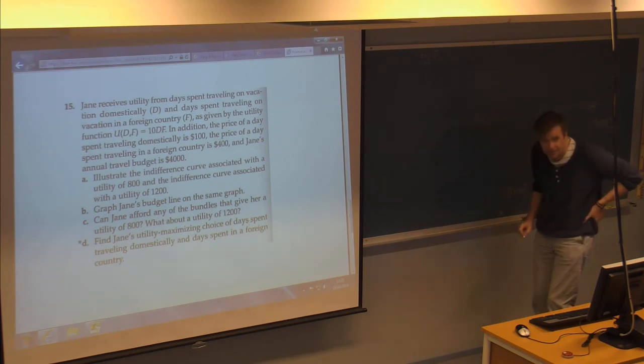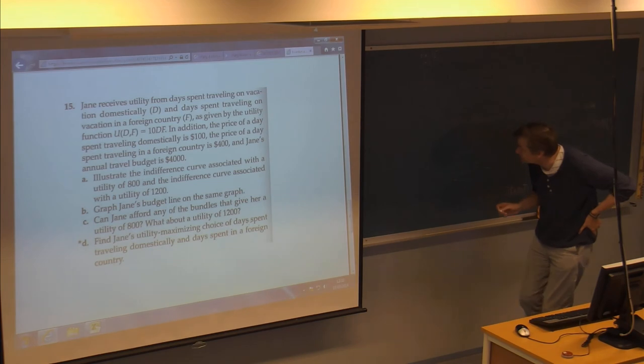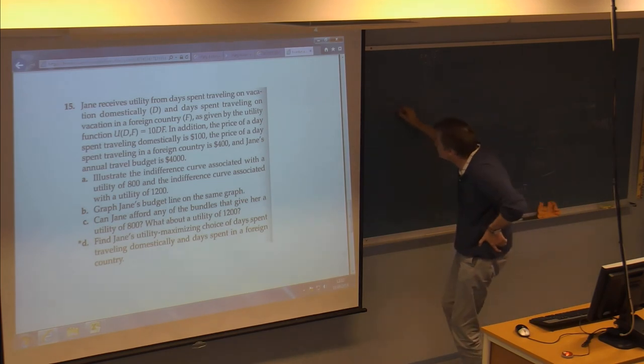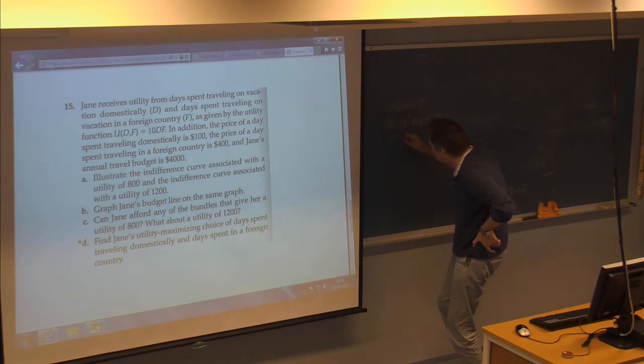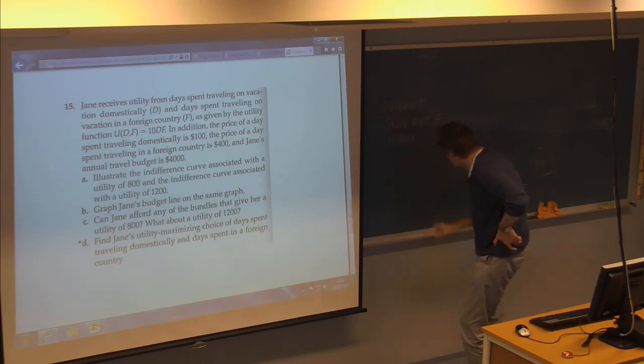In order to graph it, of course, in the same graph, we need to solve for the same variables. So in this case, it's obviously needed to solve it with respect to F, to graph it. Solve with respect to F again. It's written like this. Then we have 400 F plus 100 D equals 4,000.